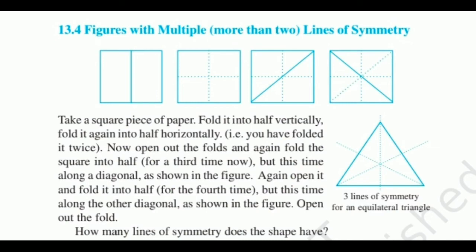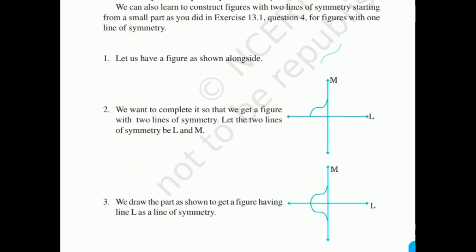Now, how many lines of symmetry does an equilateral triangle have? You can see when you fold it properly, you will easily get 3 lines of symmetry for an equilateral triangle. We can also learn to construct figures with two lines of symmetry, starting from a small part, as you did in exercise 13.1, question number 4.